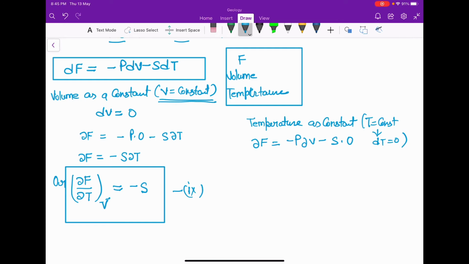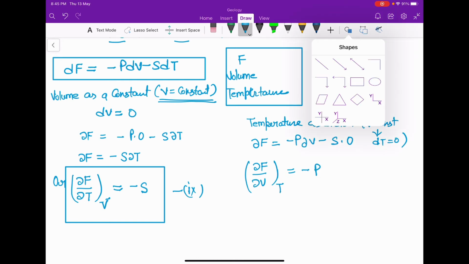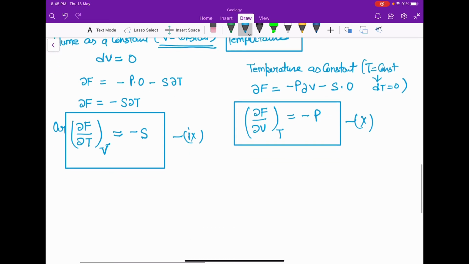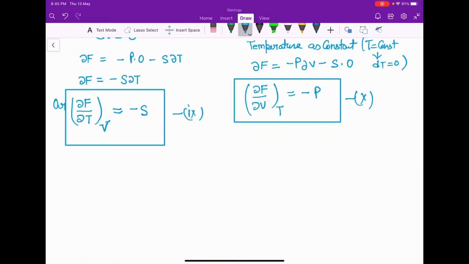So del F by del V at constant T is equal to minus P. This is another equation, and consider it as equation number 10. So if we consider F, that is the Helmholtz function, the change in Helmholtz function is a perfect differential.